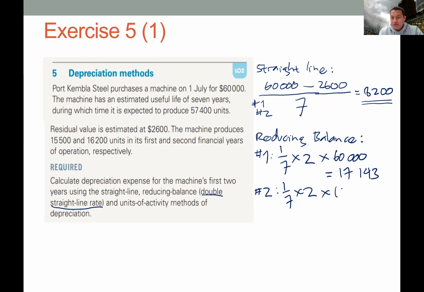So 60,000 minus this one, right? 17,143. Okay, so this is the book value in the beginning of the year number 2. Okay, we should get 12 something, 12,245.